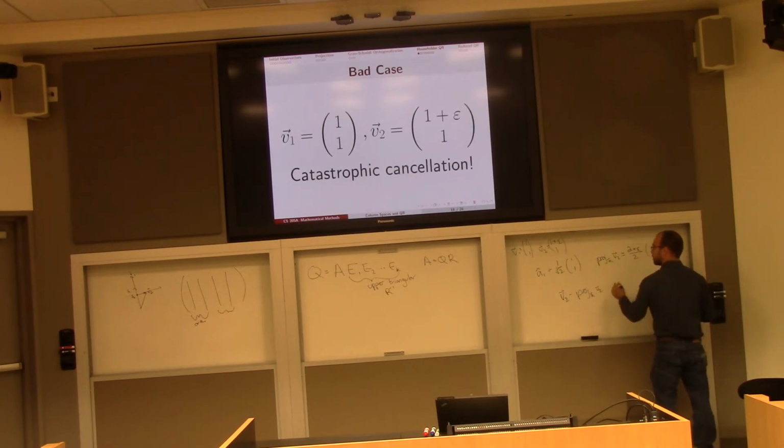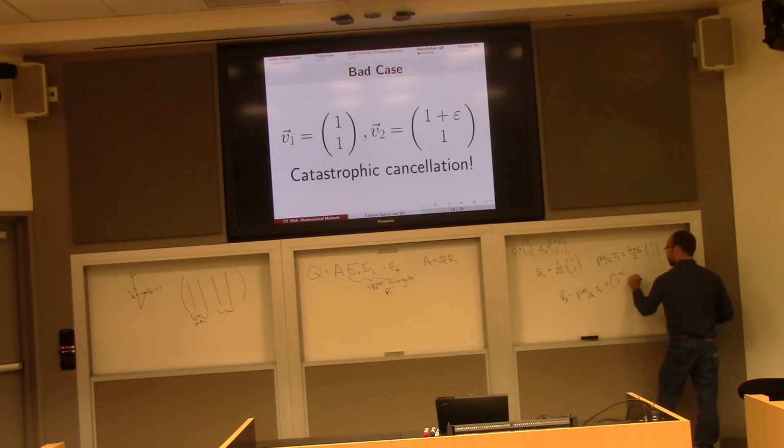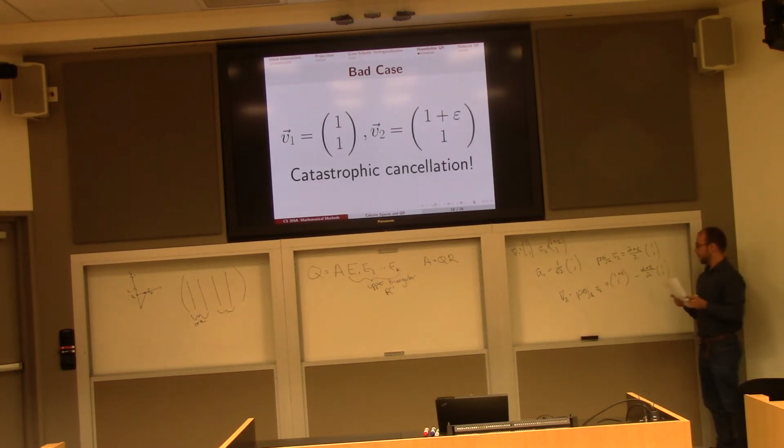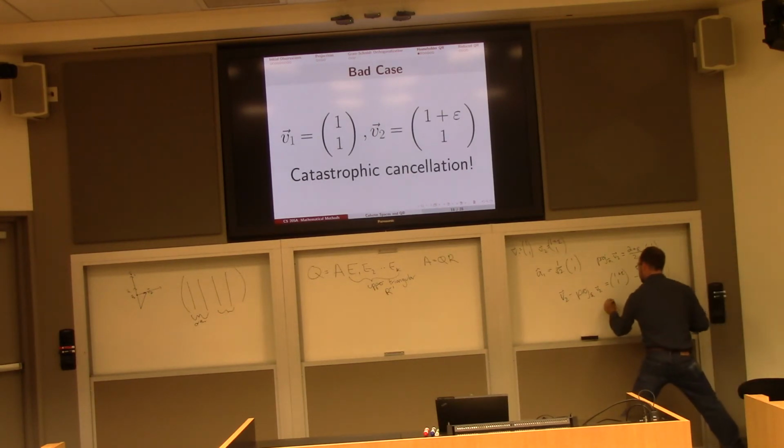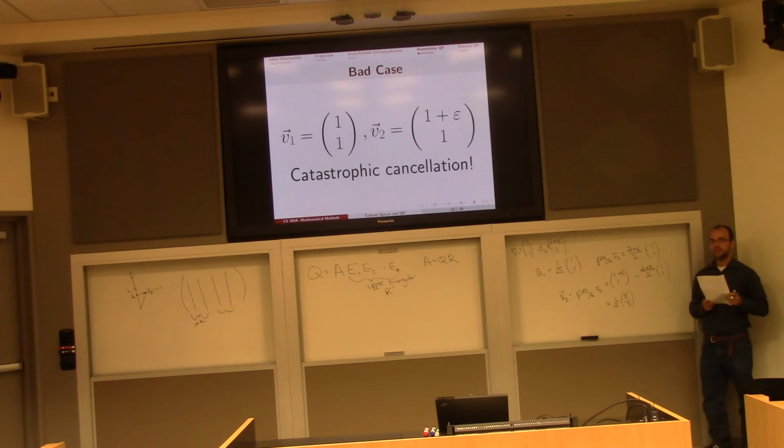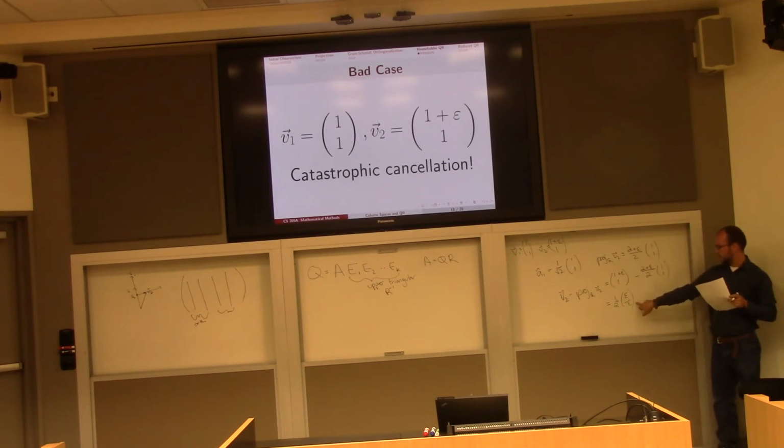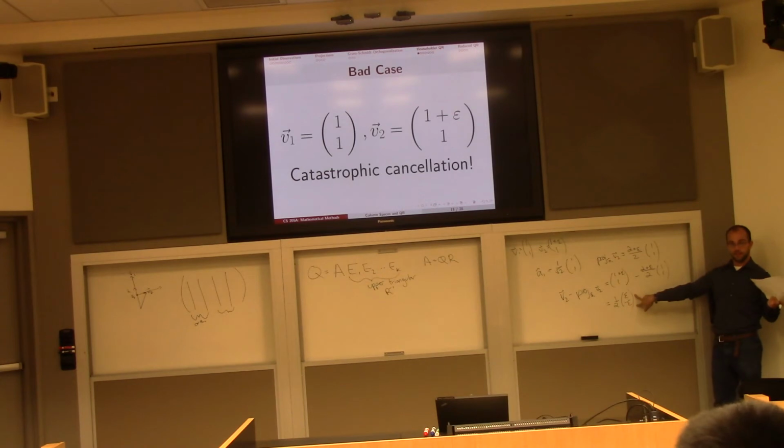And so what is this going to be? Well, it's 1 plus epsilon 1 minus 2 plus epsilon over 2 times 1, 1. And this object is equal to 1/2 epsilon minus epsilon. What is the norm of this thing? Basically 0. In particular, when I compute the norm, what's going to happen? Well, I'm going to square these two numbers. So if epsilon is already small, then epsilon squared is ridiculously small.